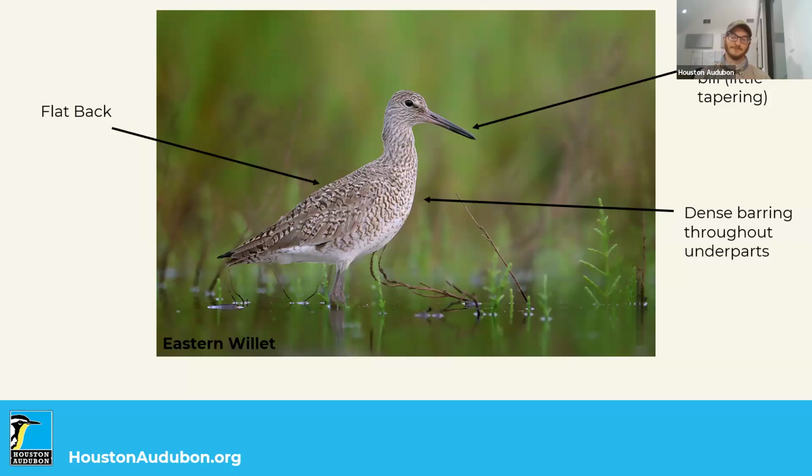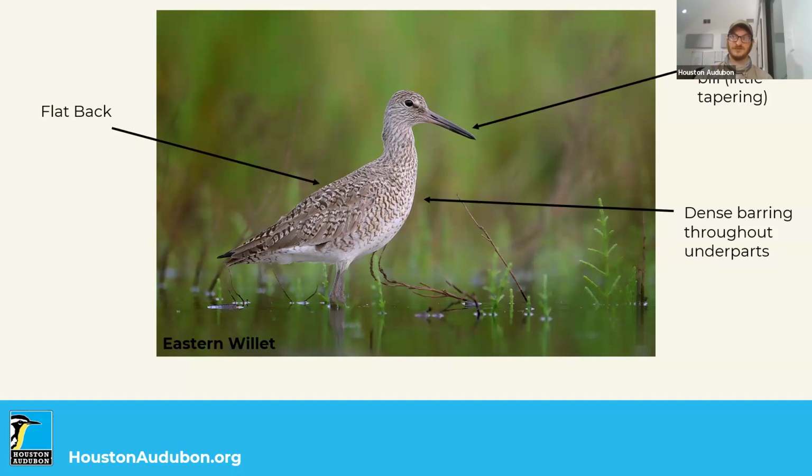But the bills are shorter on an Eastern Willet, and they don't taper a whole lot. So the tips of the bills are pretty thick, and they look like a chisel. A good analogy would be the bill of an American Oystercatcher, where they taper a little bit, but there's not much of a difference.